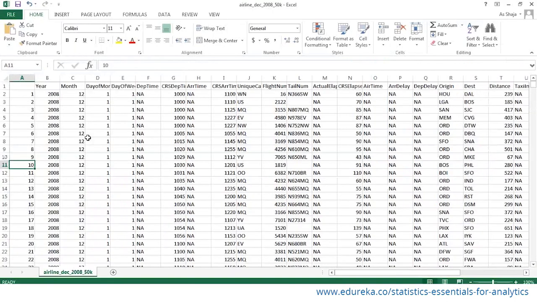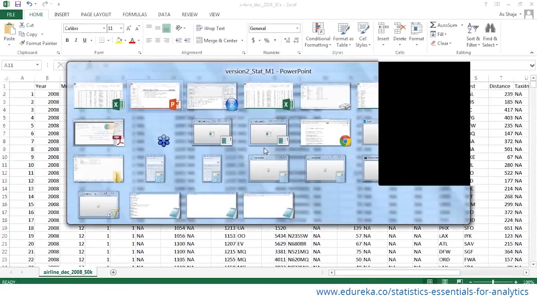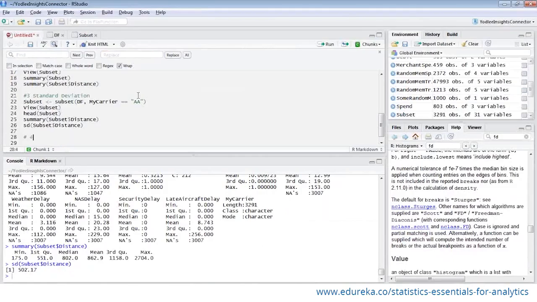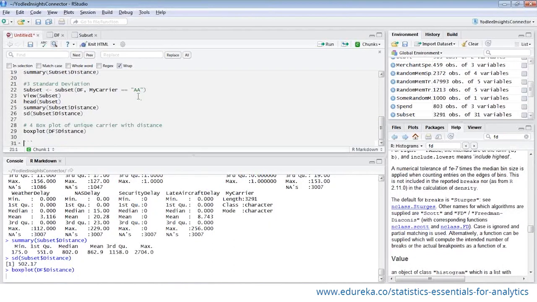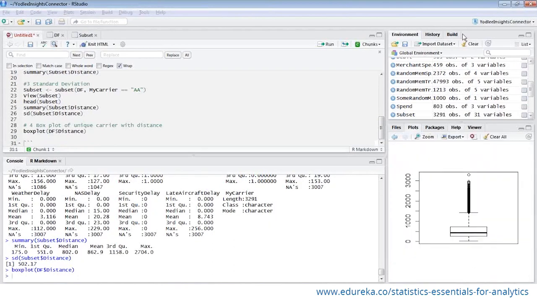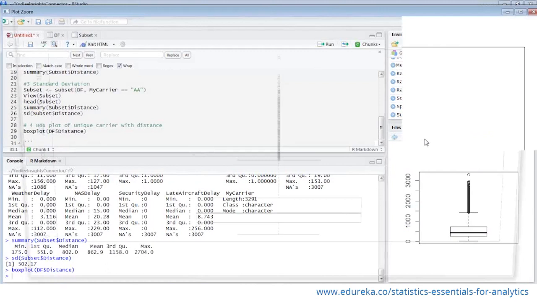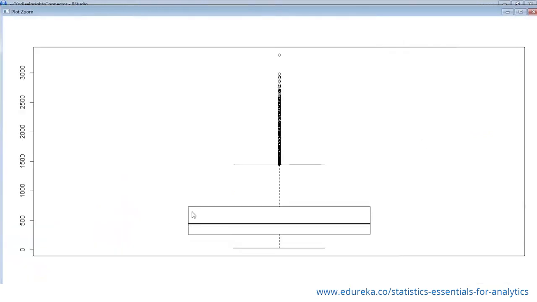Coming to our fourth question, draw a box plot of unique carrier with distance. Okay, so before doing that, let's try to do the box plot of distance only. This is a box plot of the distance traveled by flights. What this is trying to say is that 50% of the flights are traveling less than 500 miles, and 50% of the flights are traveling more than 500 miles.